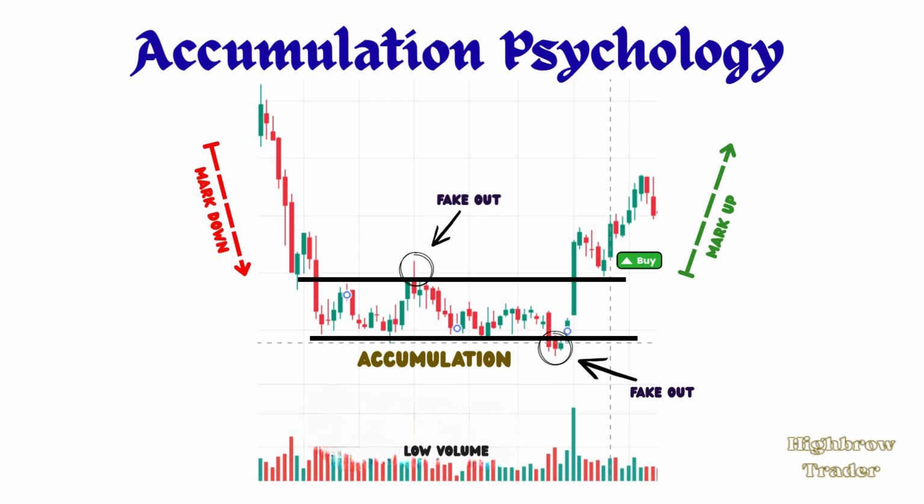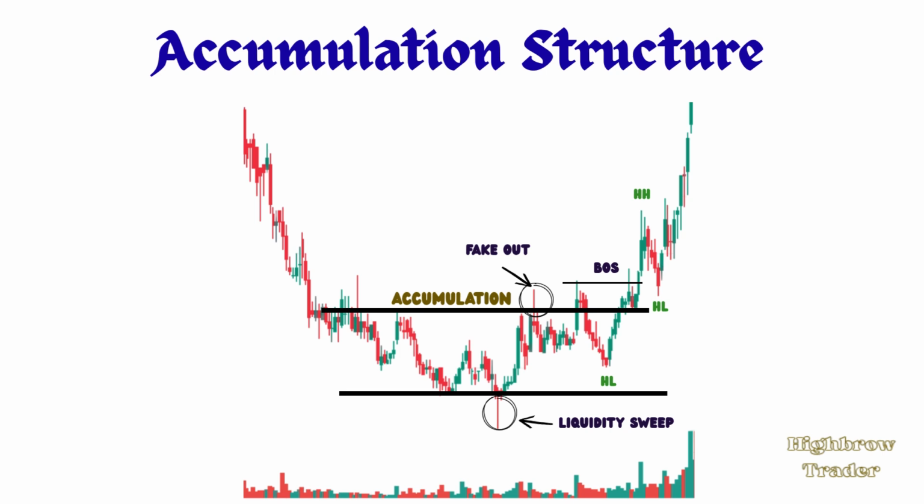Now let's take a closer look at the psychology behind the accumulation phase. This is when fear dominates the market, and most retail traders are too hesitant to buy. Meanwhile, smart money is patient, quietly building positions while price moves sideways. As shown in the image, the range often creates fake outs in both directions, shaking out weak hands. Most traders overlook this phase, or even short it, but this is often the ideal time to prepare for long trades.